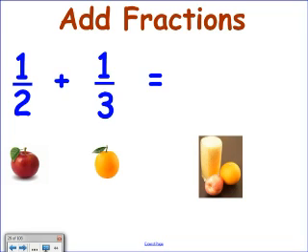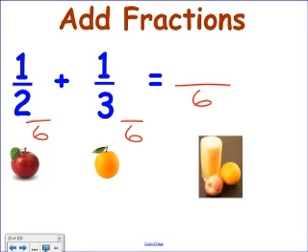Now we get to the trickies. Apples and oranges again. I'm adding an apple to an orange. Earlier on, we learned how to deal with apples and oranges by creating our fruit smoothie. So we need to create a fruit smoothie out of this. What's my fruit smoothie going to have as a base? 6. So this is going to be something over 6, and this is going to become something over 6. So our answer will be something over 6.